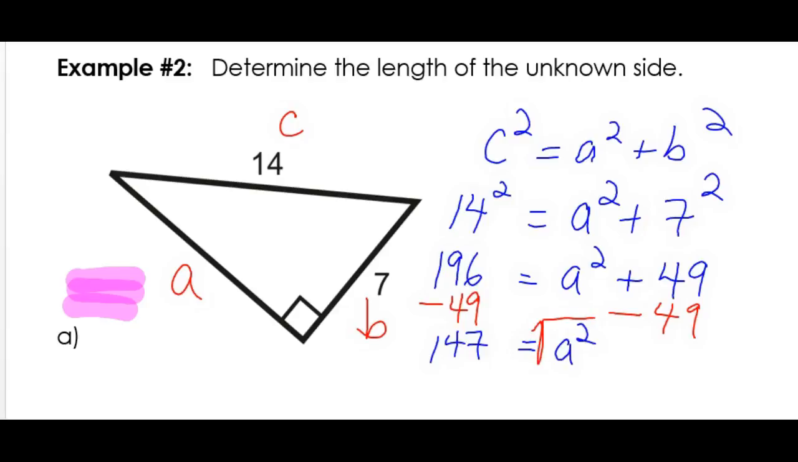So I'm going to take the square root of that. Whatever I do to one side, I'm going to do to the other. And when I do that, I get the value of A as being approximately 12. I'm going to make that 12.1. And there are no units with this question, so I'm just going to write the word units in to remind myself that it's a length and it's a measurement.